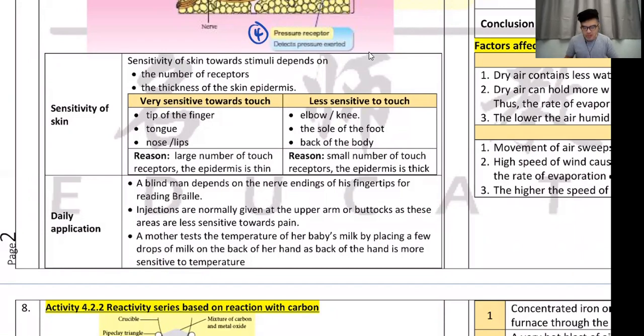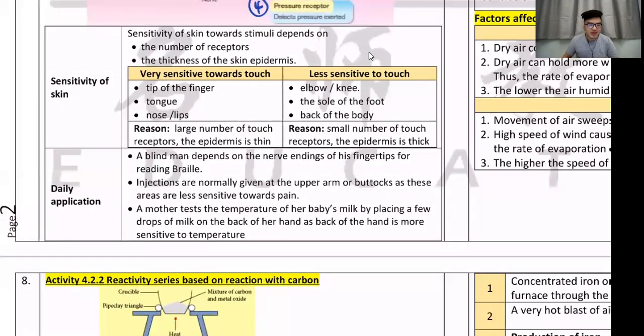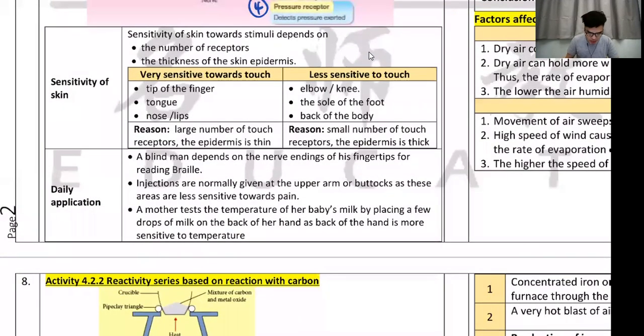All right, and of course the sole of your foot, which is the bottom of the foot, and of course the back of the body, you don't really feel anything. Not to say you don't feel anything, but it's not really that sensitive. That's why, as you can see, a large number of touch receptors means the epidermis is thin. A small number of receptors means the epidermis is thick. Jumlah receptor yang kurang, epidermis yang tebal.